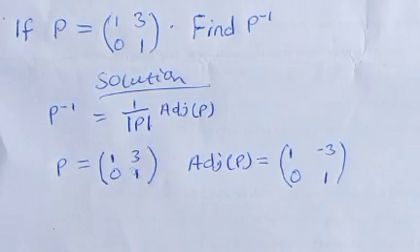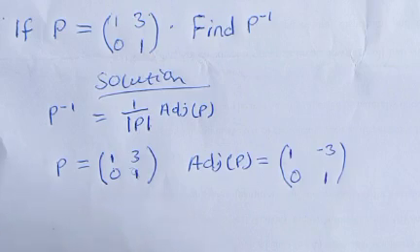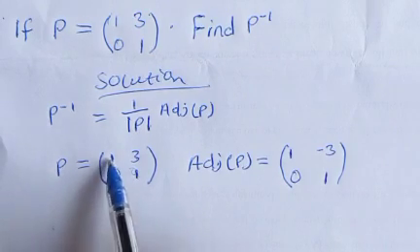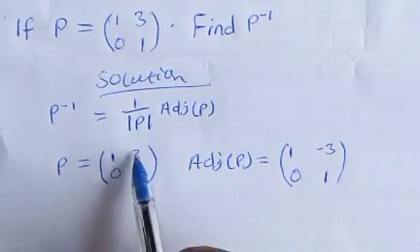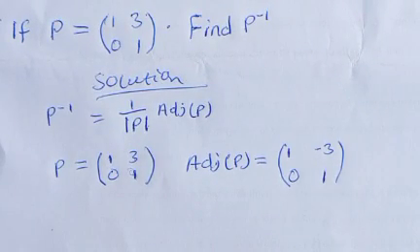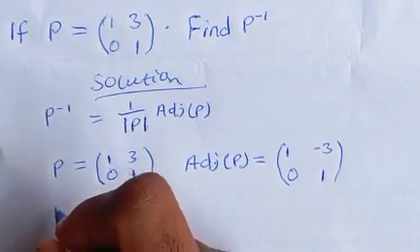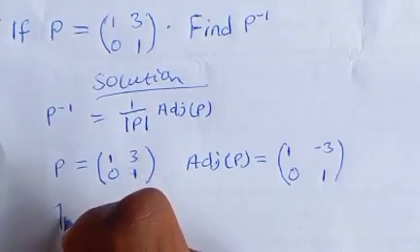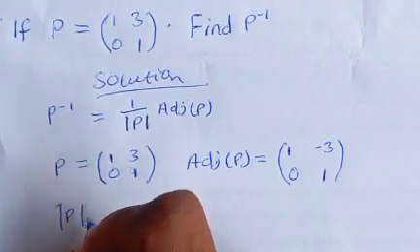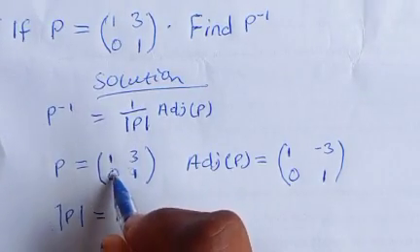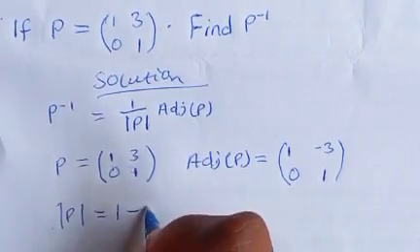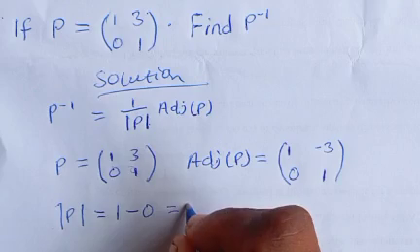This is it. And what is your determinant? Your determinant is simply 1 times 1 minus 0 times 3. Let me write it down. That is equal to 1 times 1 minus 0 times 3, which is 0. Determinant is 1.